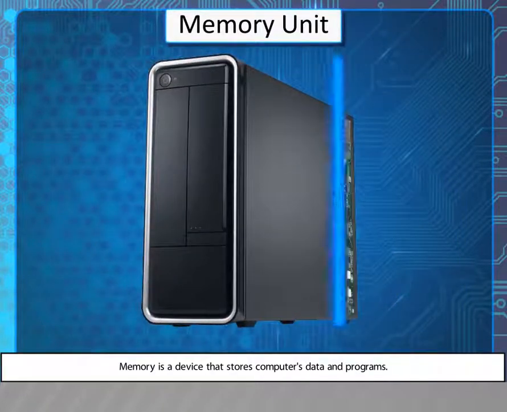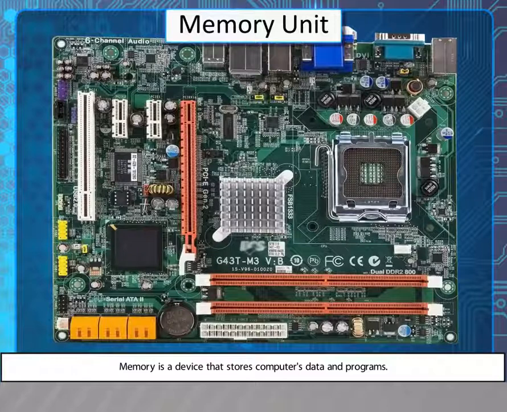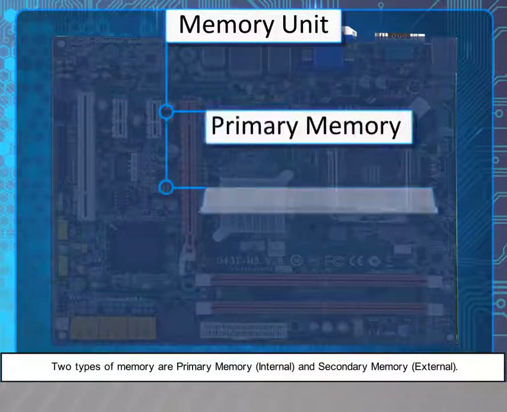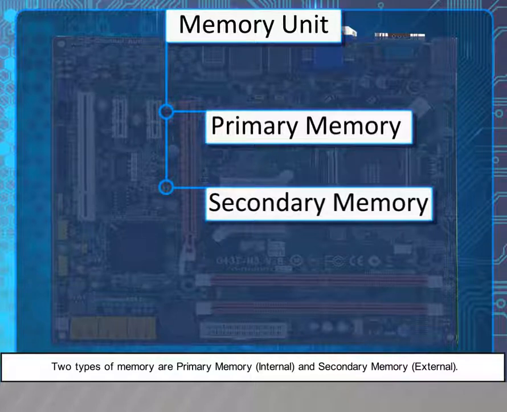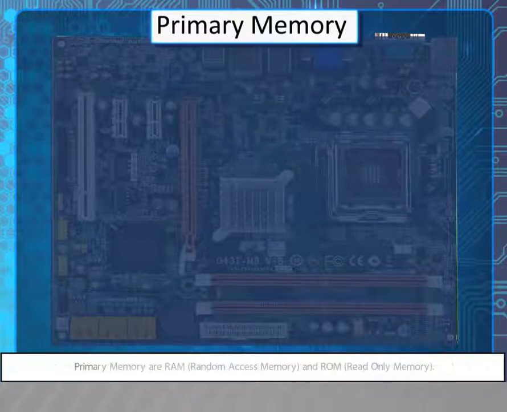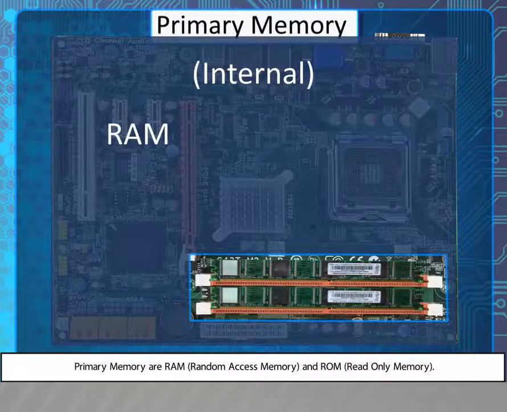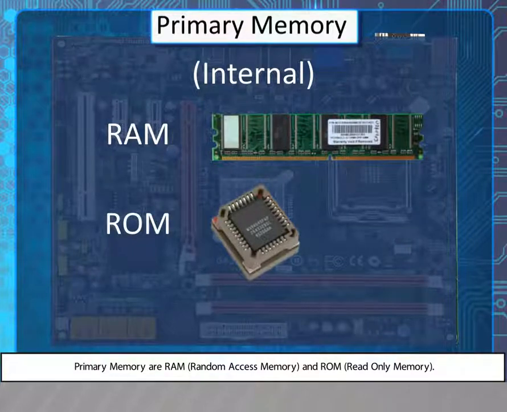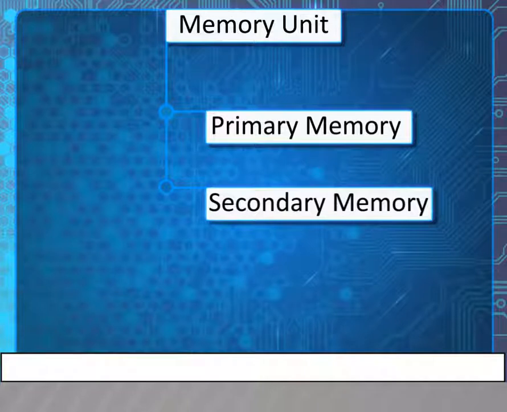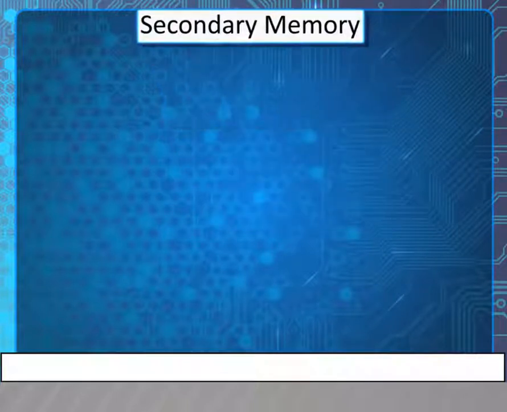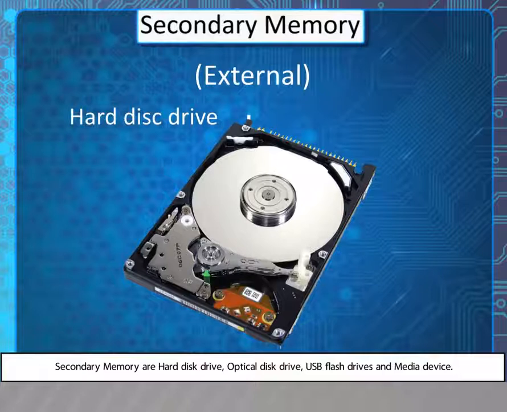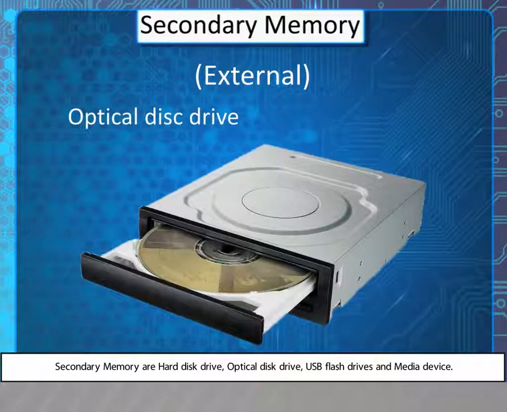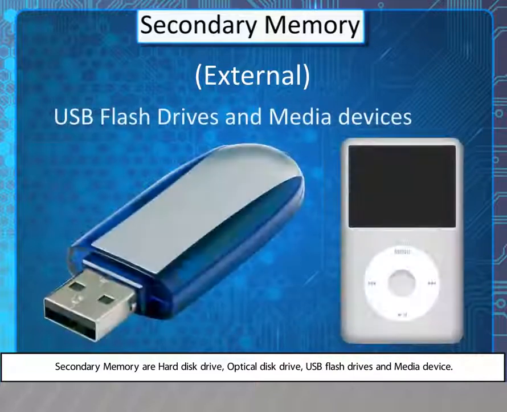Memory unit. Memory is a device that stores the computer's data and programs. The two types of memory are primary memory, that is internal, and secondary memory, that is external. Primary memory includes RAM, random access memory, and ROM, read-only memory. Secondary memory includes hard disk drive, optical disk drive, USB flash drives, and media devices.